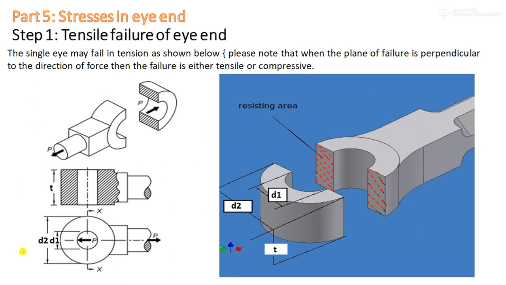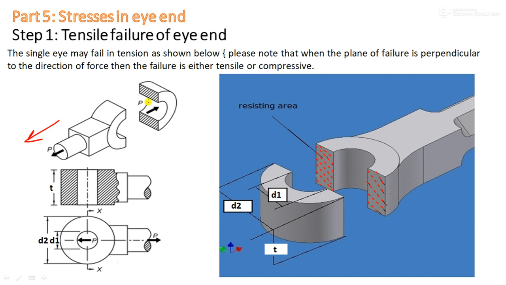Okay, so now let's move on to the next part, that is the stresses in the eye. Now we have already done the analysis of the rod and the analysis of the pin. So now the remaining two parts are the eye end and the fork end. You can see that this is the eye end. In the eye end you can see this is a hollow portion. So obviously it is a hollow portion, which means there is a stress concentration over there, and there are chances of failure.